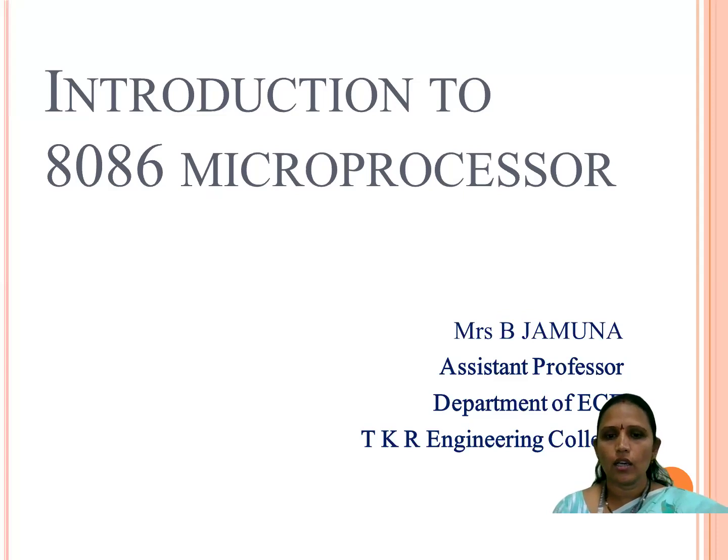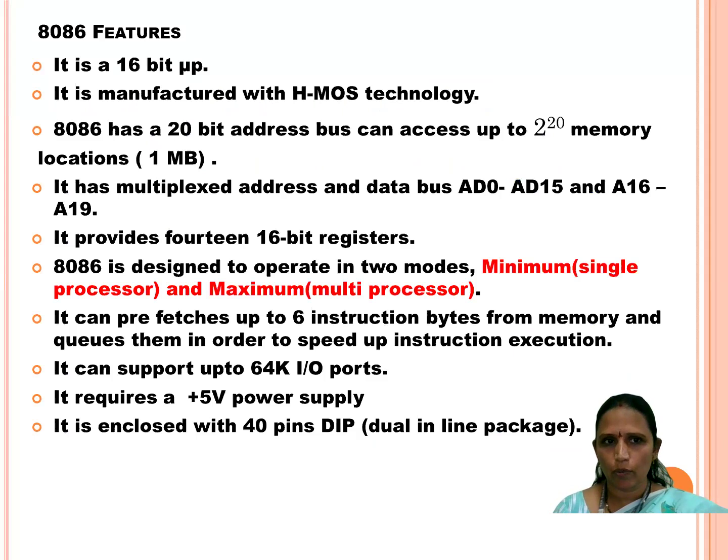Here we first discuss the 8-bit microprocessor. The IC number for the 8-bit microprocessor is the 8085. The 8086 is the 16-bit microprocessor. Now you'll see the features of the 8086 microprocessor. The 8086 is a 16-bit microprocessor, and it is manufactured with HMOS technology.